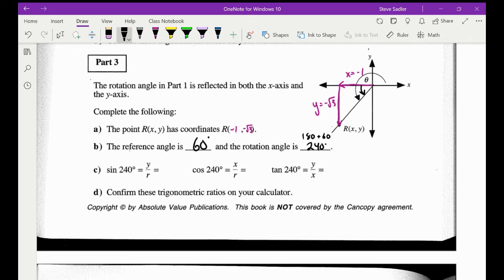So now we are just going to fill out our trig ratios, y over r. So we know r, again, is the same thing. It will be 2.